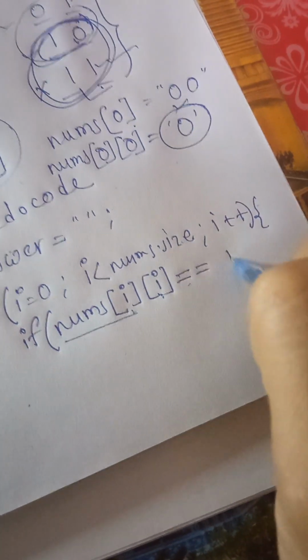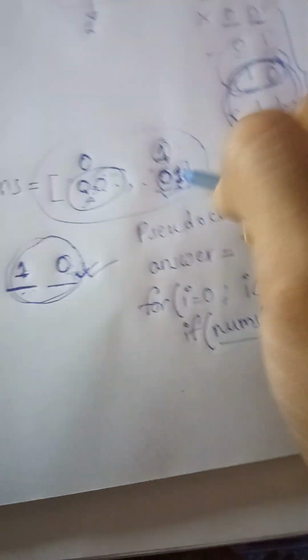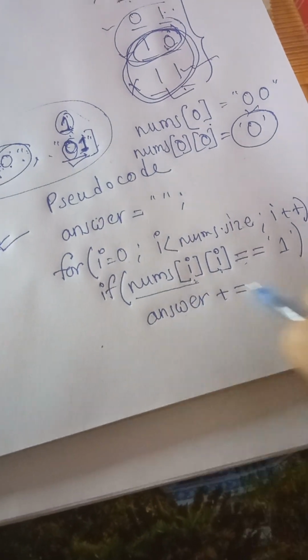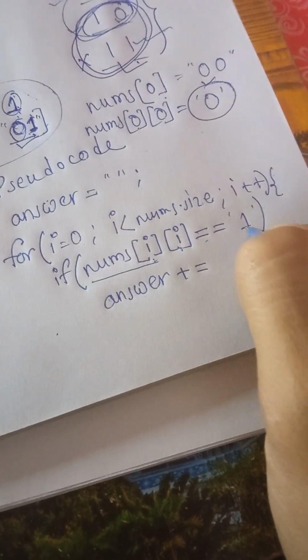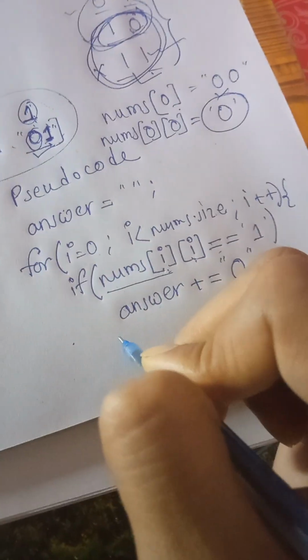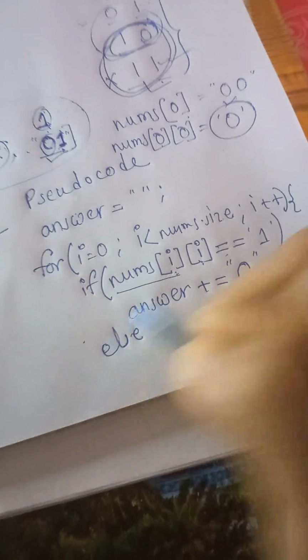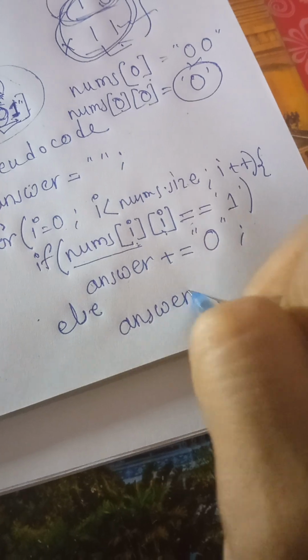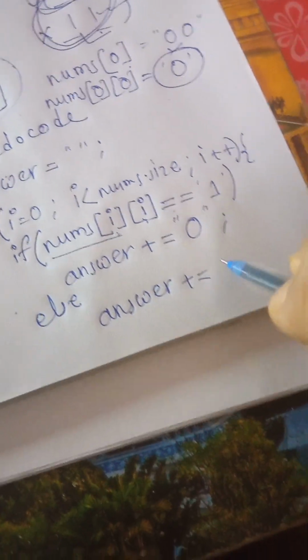If it is equal to 1, like here, then I am storing 0. So I will store in the answer, plus equal to, it was 1, so I will store 0 as a string. Else, if it is equal to 0, I will store in my answer, plus equal to, it will be 1.